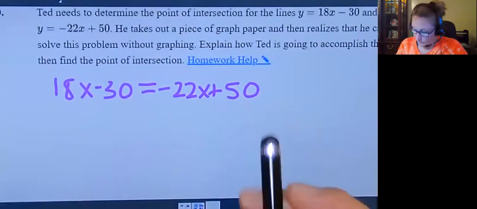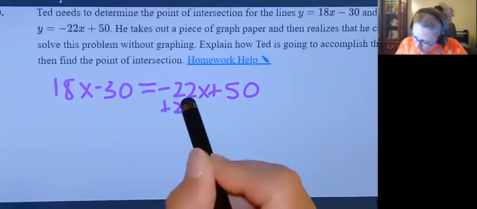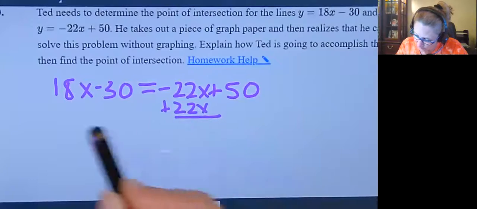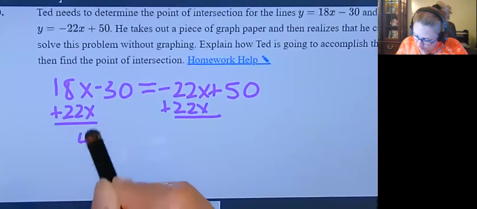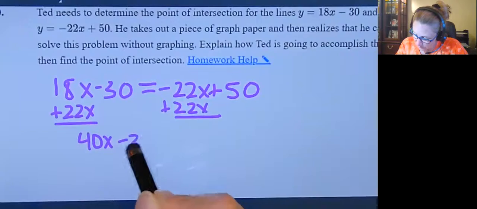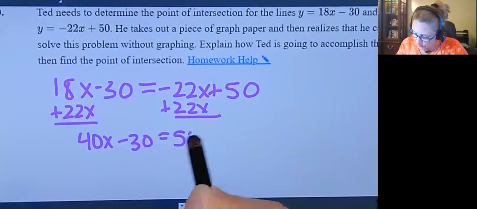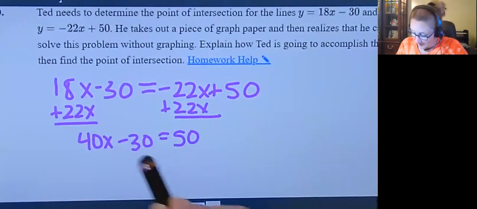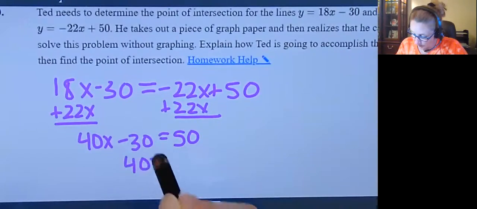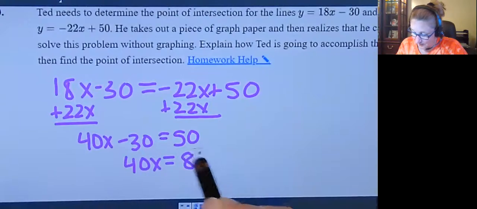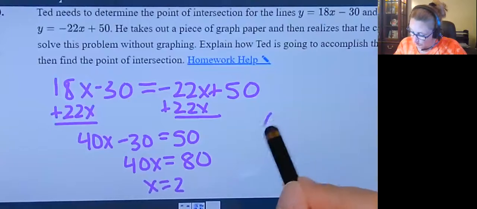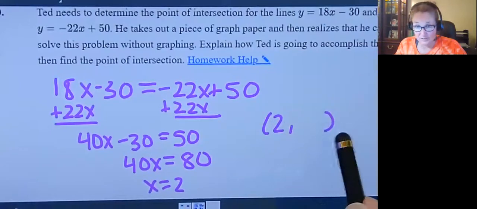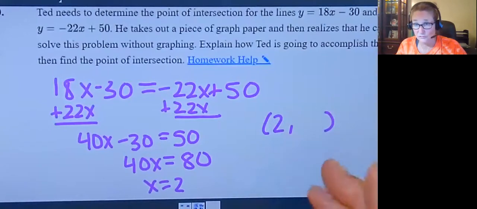So looking at this, I'm probably going to want to add my 22x. That's going to probably be the nicer thing to do. And so I'm going to get 40x minus 30 is equal to 50. I'm going to add 30 to both sides. So when I do that, I get 80. I'm going to divide both sides by 40, and I get 2. So now I'm going to have 2 comma something. That's going to be the point of intersection.